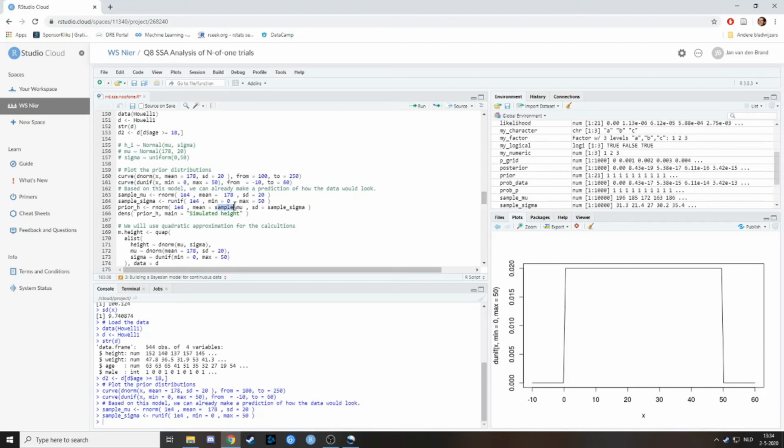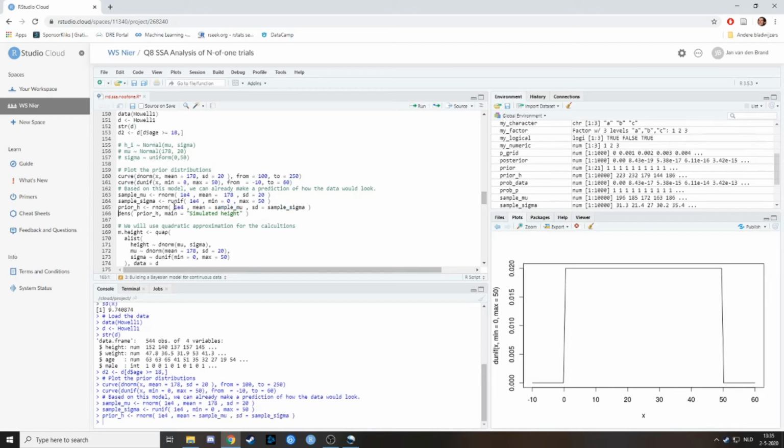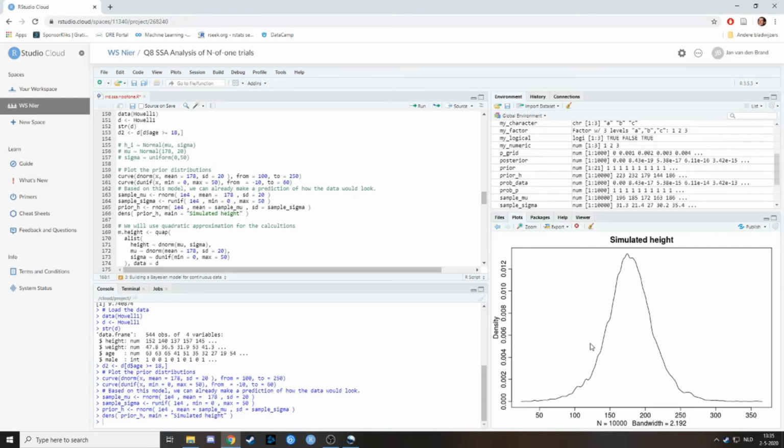So the mean we can take from our samples, we can take the standard deviation from the samples that we've generated, and we can get the prior height distribution based off of our priors and plot this. So based on these priors with the possible ranges for standard deviation and the possible ranges that we've inputted for the height, we generate this, and this is without actually having looked at the data.